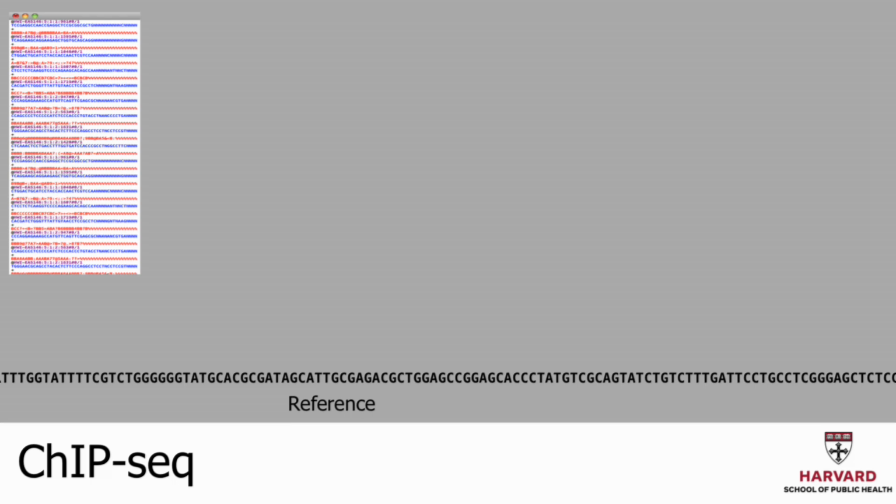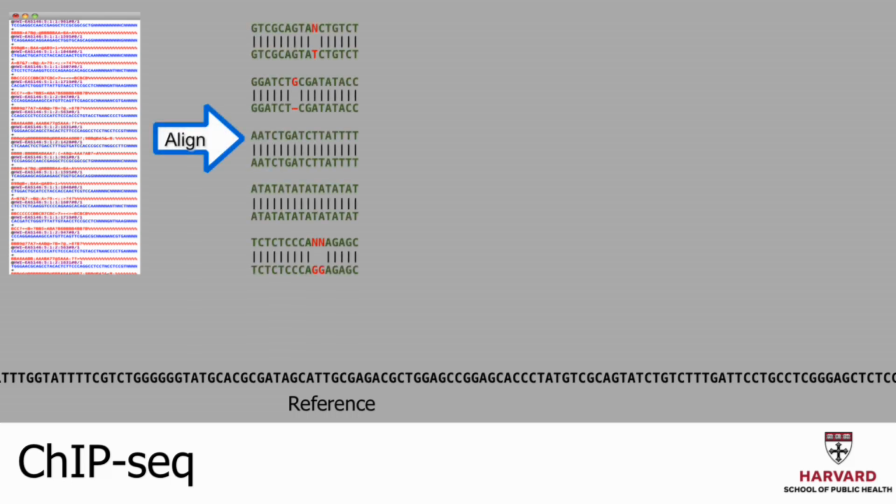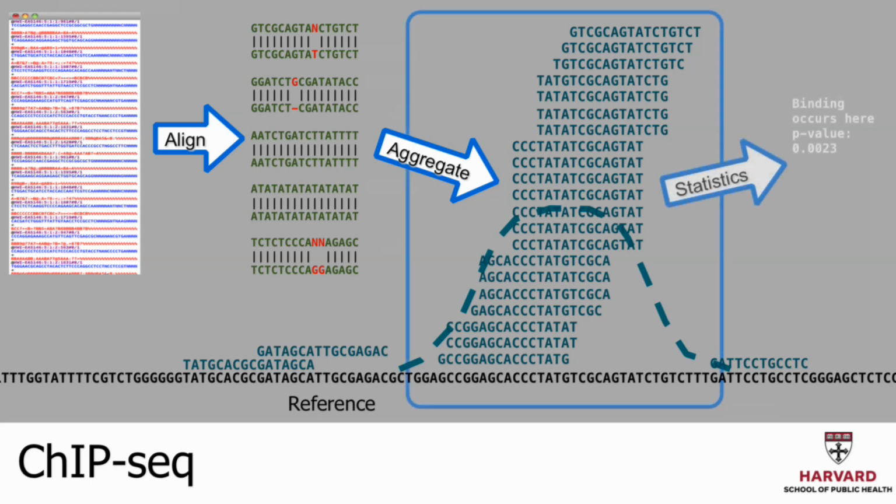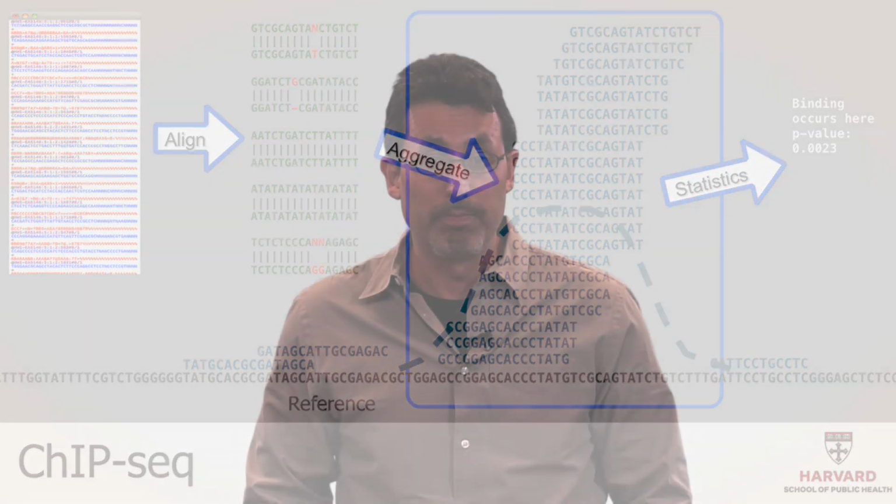Now if we find a location on the genome that maps to many, many reads, that's probably evidence for that site having been bound to that particular protein. So in ChIP-seq, we align, we count for every base how many reads fall on it, and then we use techniques called peak detectors to try to identify what locations have enough reads to make us believe that there was a protein bound to that location.